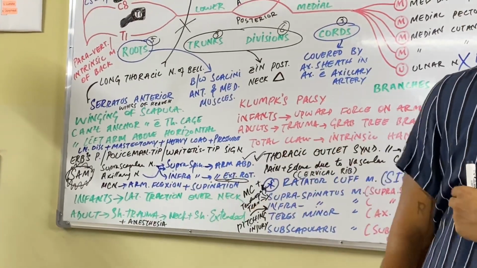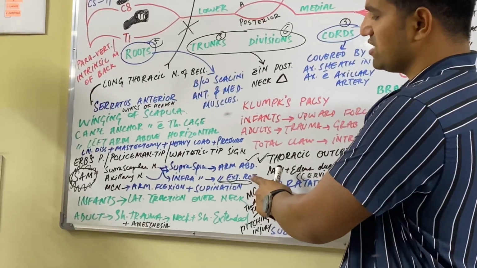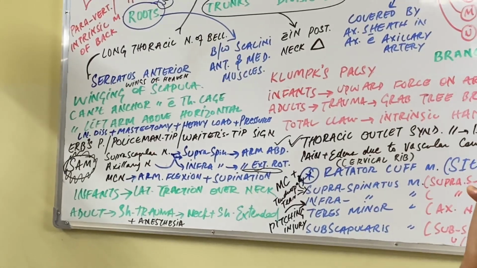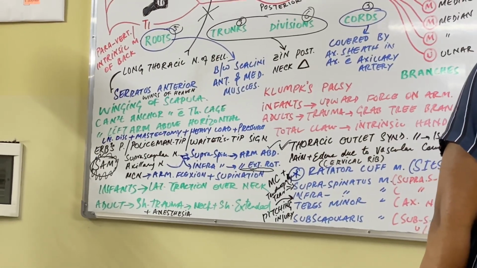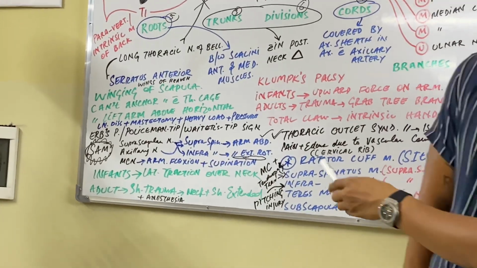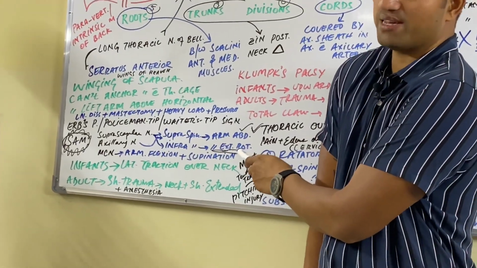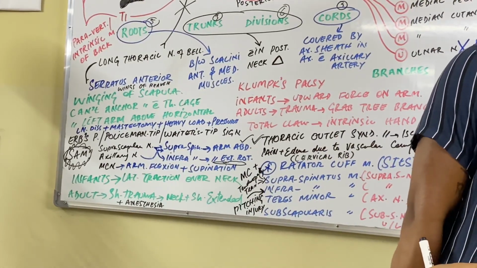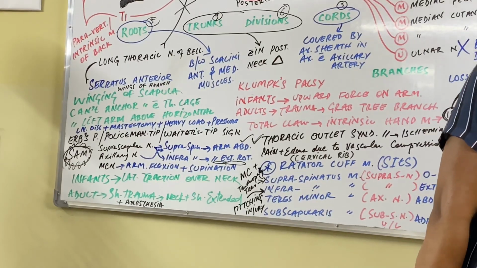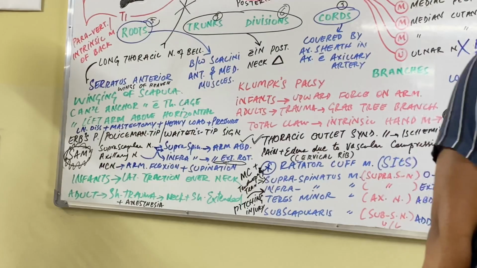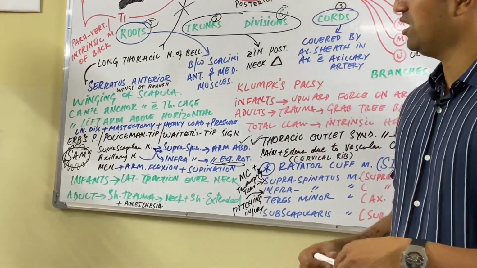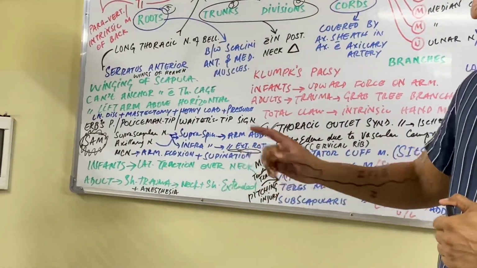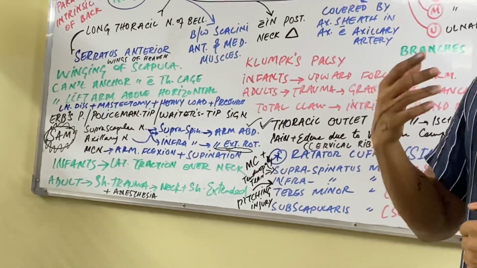Then what will happen? Adduction of the arm. Then external rotation is the function of infraspinatus muscle, and there will be no external rotation, so it will lead to the internal rotation of the arm. Why? Because as we discussed, external rotation is a function of infraspinatus, and if the infraspinatus muscle is damaged, then definitely the arm will go to internal rotation. So there is a sign called policeman tip sign or waiter tip sign or Erb's palsy. What are the causes of Erb's palsy in infants? Lateral traction over the neck during delivery, or, as you can see in adults, shoulder trauma.